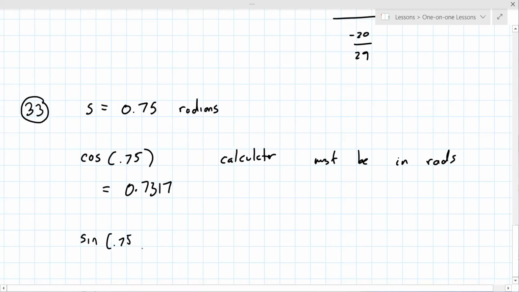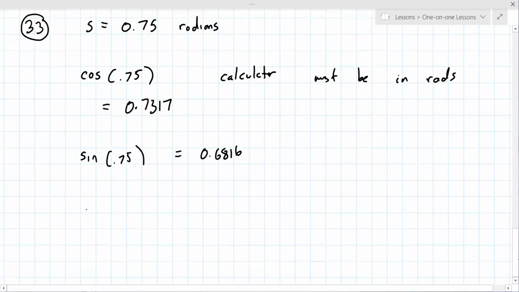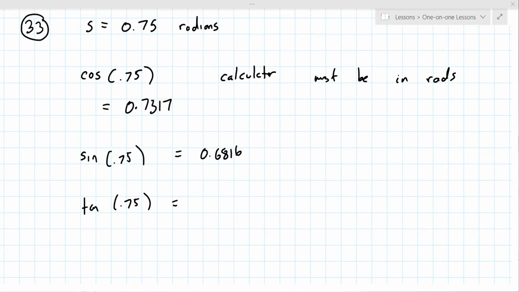Sine 0.75. Tangent of 0.75. You can either do the tangent in your calculator, or you can just find the ratio of the two numbers. They'll both give you the same results. 7317.